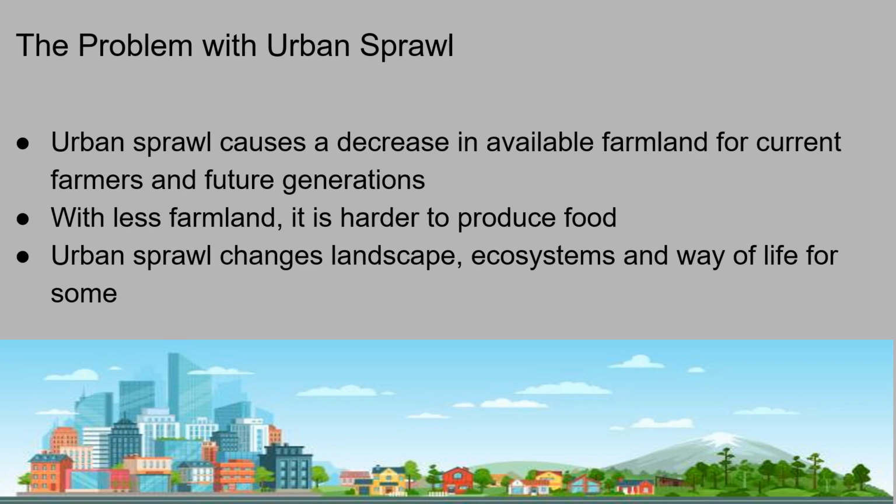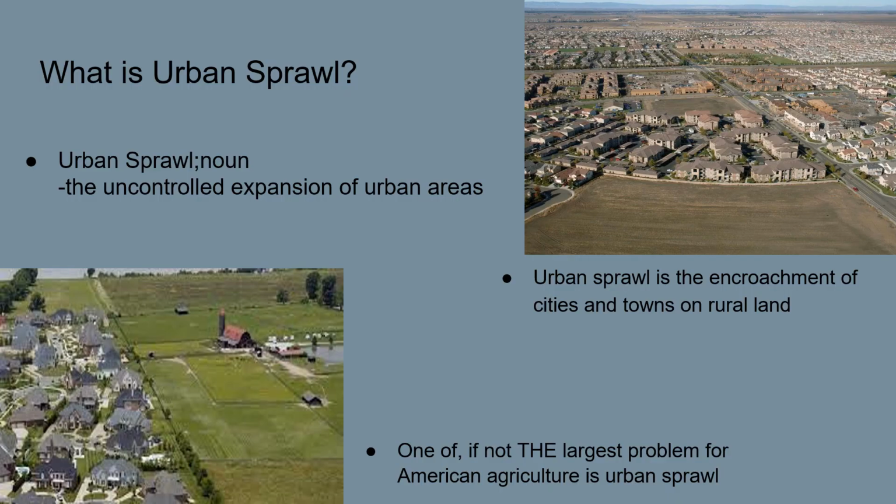And another problem with urban sprawl is the threat it has towards the ecosystems, because changing the land from the way it has always been to a completely different way is a big problem for ecosystems, for sustainability, and things like that. And it's also a big change of a way of life for some, like I kind of mentioned earlier, for me, but more so for others. But I will get into that in a minute.